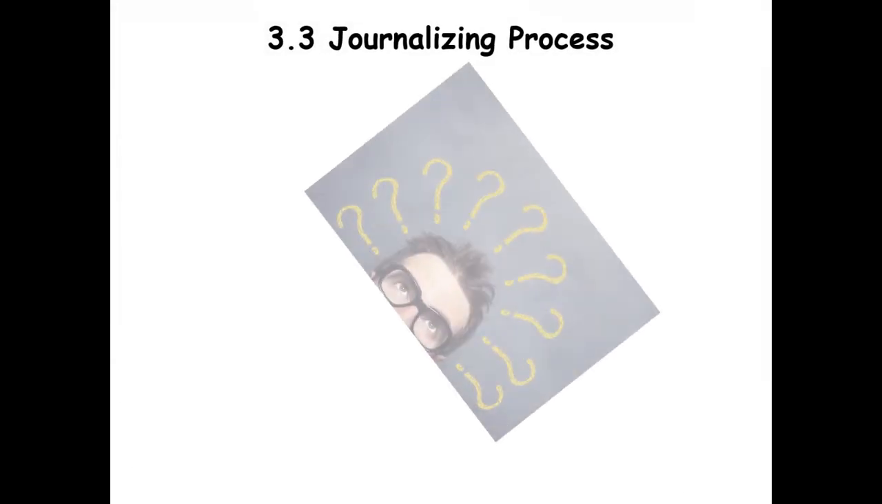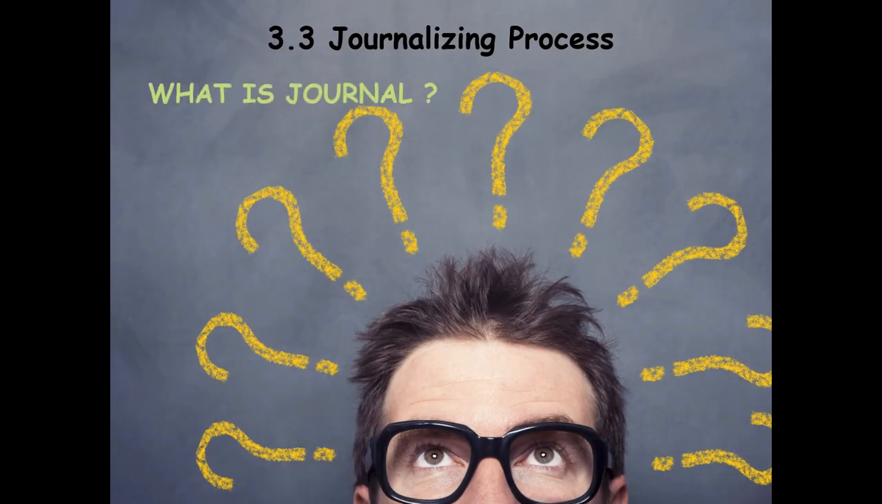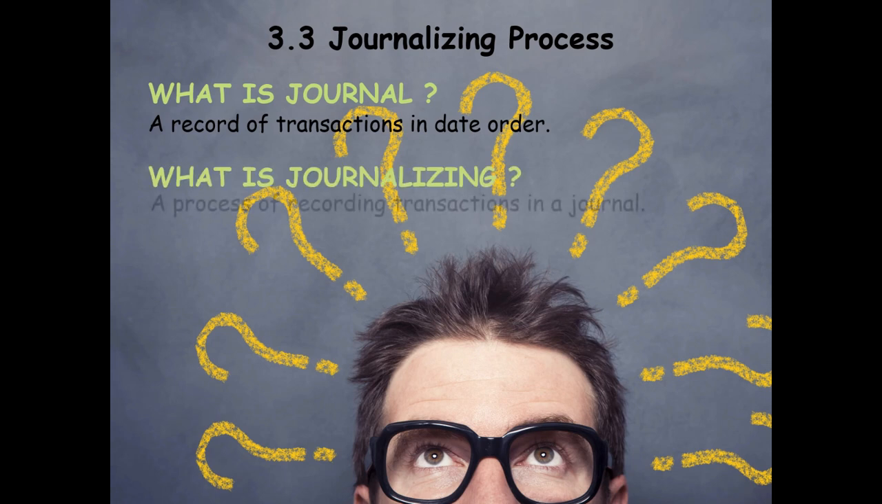First, let's look at the term journal. What does it mean? According to Horngren's Accounting 10th edition, the term journal means a record of transactions in date order. How about the term journalizing? It means the process of recording transactions in a journal, or in other words, recording a journal entry.